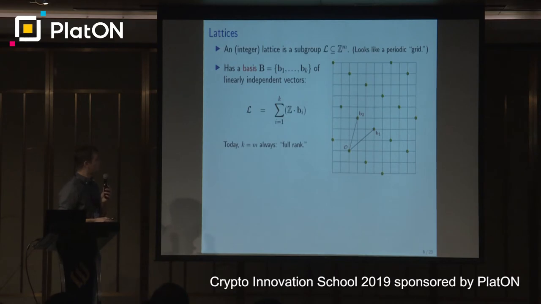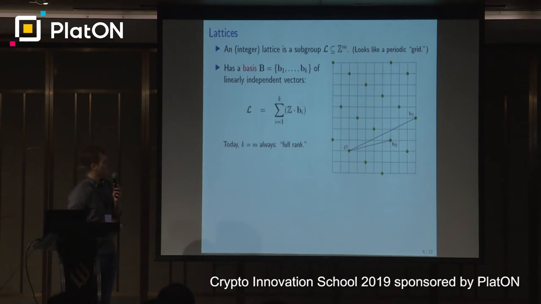So this is one basis of the lattice, but it turns out that there are many bases of lattices. For example, these two vectors, b1 and b2 here, are a basis of the exact same lattice. This is the original basis, here is a different basis, but they both produce the same lattice.